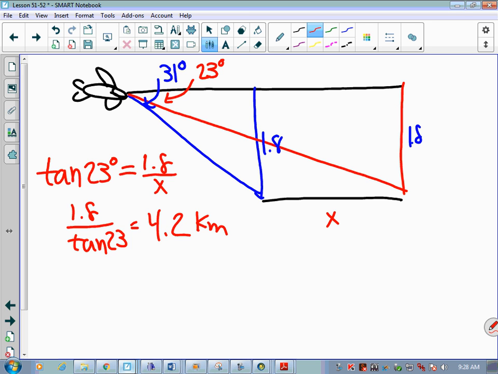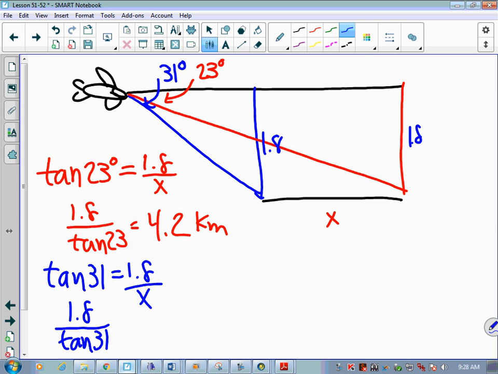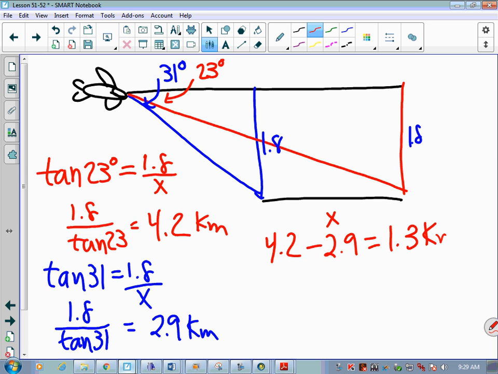Now we're going to do our blue one, which is going to be tangent 31 equals 1.8 over x, or 1.8 divided by tangent 31. What did it come out to? 2.9. So what we're going to do is take 4.2 minus 2.9. What does it come out to? 1.3 kilometers. That's how long the runway is.